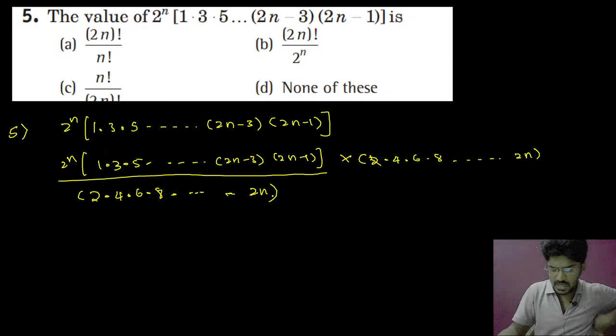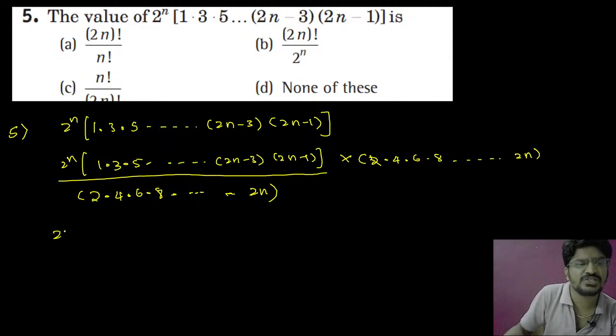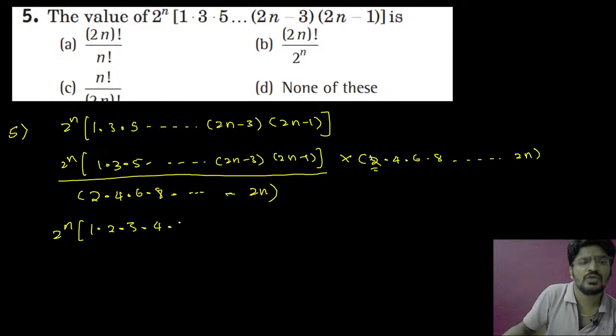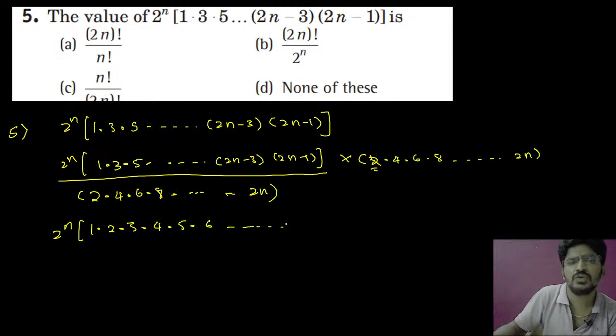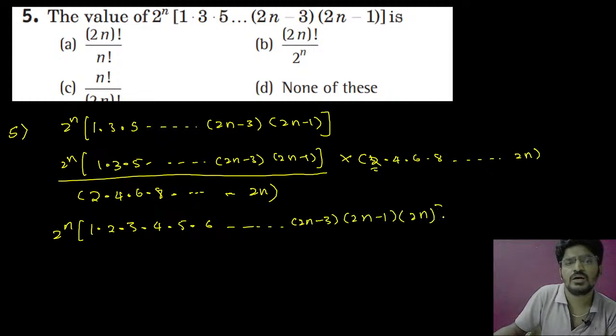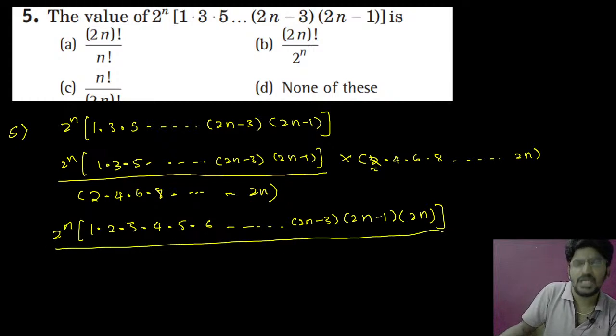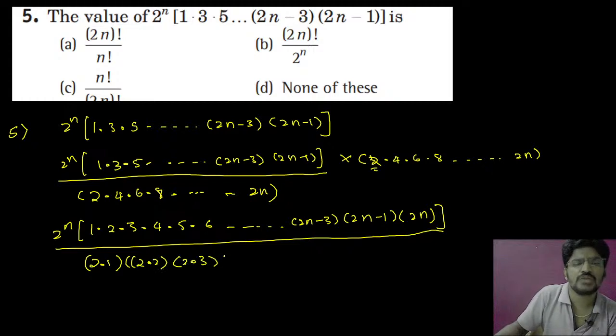So now you can just rearrange these terms as 2 to the power of n, 1 into, you have 2 here, no problem. You have 3, you have 4, you have 5, you have 6, so on to 2n minus 3, 2n minus 1, you have 2n. Divided by, you just see, 2 can be written as 2 into 1. 4 can be written as 2 into 2. 6 can be written as 2 into 3. 8 can be written as 2 into 4. So on to 2n can be written as 2 into n.